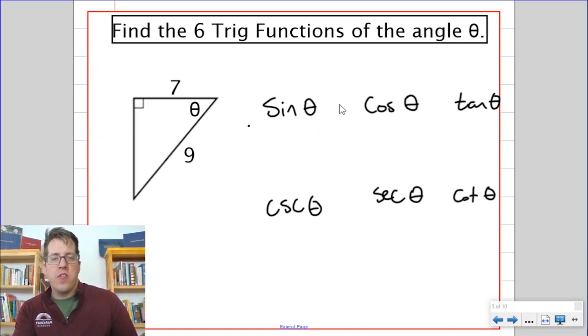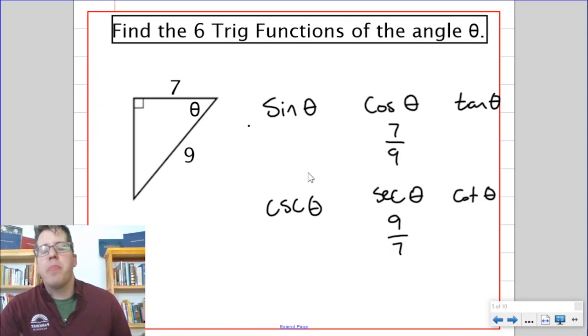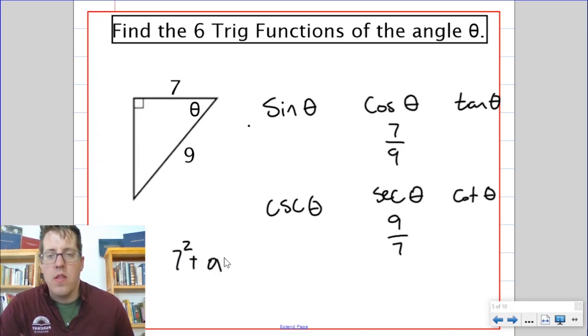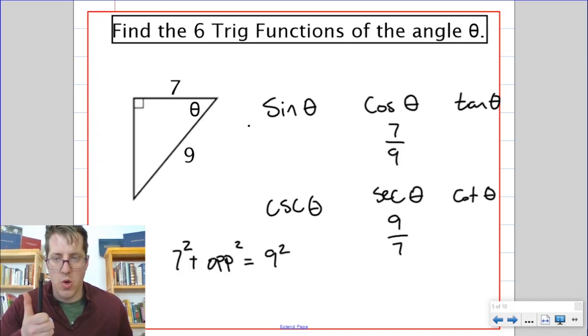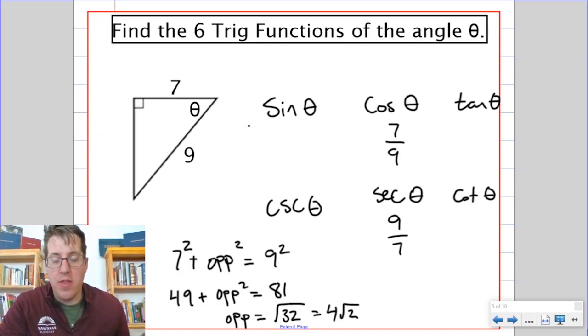When we start, we could do, say, the cosine and the secant immediately, because we know both the adjacent side and the hypotenuse. So cosine 7/9, secant 9/7, its reciprocal. But for anything involving the opposite, we need to figure out this other side. And the way we figure out that other side is using our good friend Pythagoras. 7 squared plus the opposite squared equals 9 squared. That makes sense. You remember the Pythagorean theorem from last year, right? Good. So if we follow that through, we get that the opposite is 4 root 2.